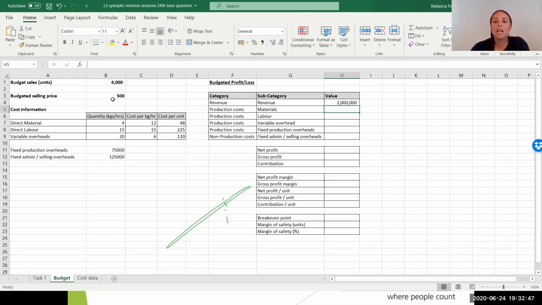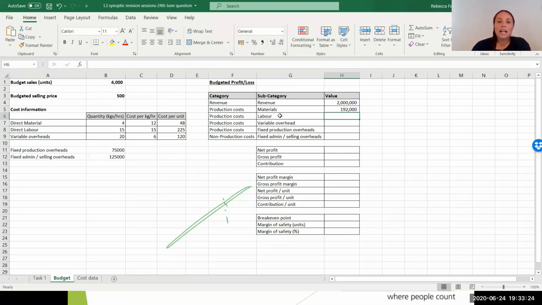Good. What did you do for your materials then, guys? How did you calculate that? Perfect, absolutely. So again, you're taking your budgeted sales units, which is 4,000. So that was in B1. And you're going to now multiply it by the cost per unit of your direct materials. So that £48. Good. So B1 times our D7, which gives us 192,000.